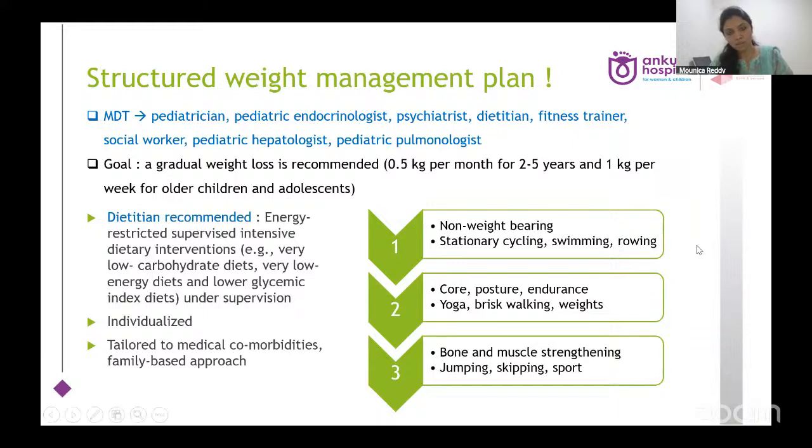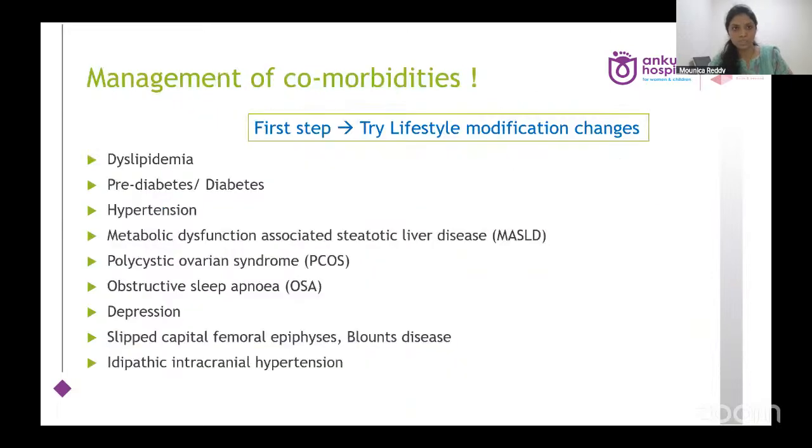So it is very important to give a tailored plan for the child and then plan his weight loss goals. Simultaneously, we have to be managing the different comorbidities that Dr. Rahul just mentioned: dyslipidemia, diabetes, hypertension, steatotic liver disease, PCOS, OSA, depression. The first step would be lifestyle modification. And if in 3 months we are not seeing any change, then we may have to take the help of a specialist as well as give pharmacotherapy for the respective comorbidities.